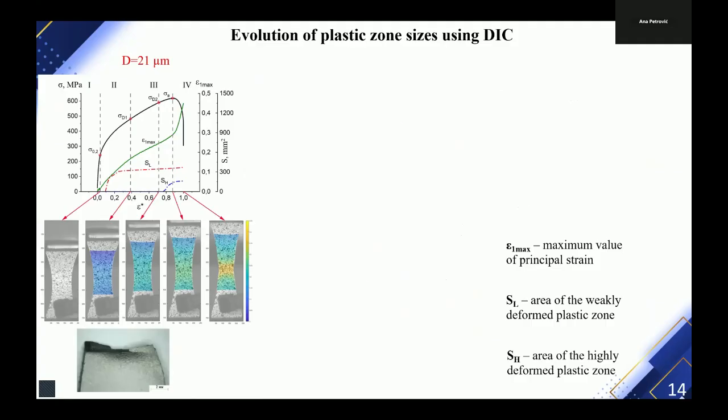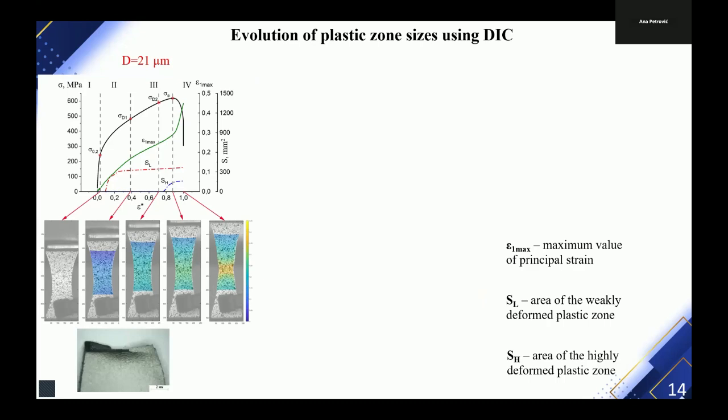Here you can see the results of digital image correlation. I would like to say that we make a quantitative digital image correlation which provides an estimation of the area of the weakly deformed plastic zone and the area of the highly deformed plastic zone.